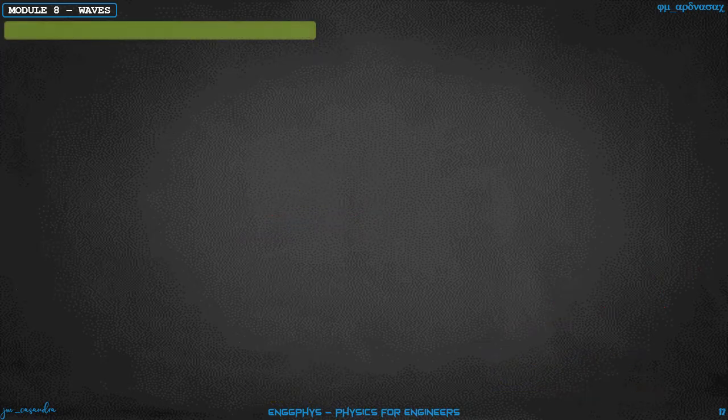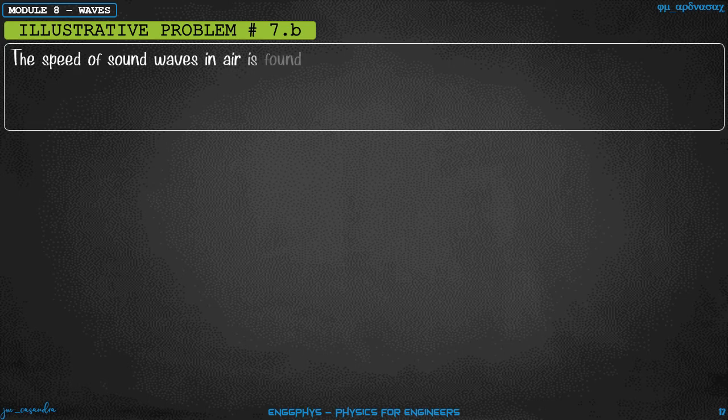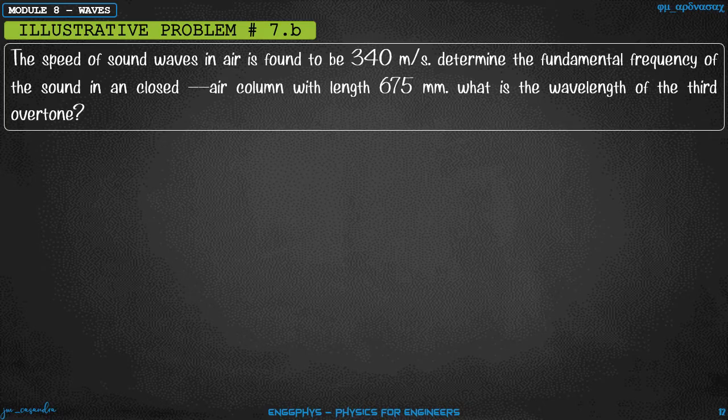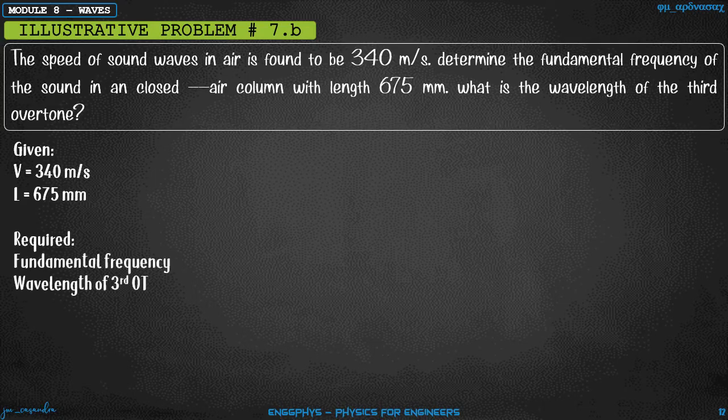So, let's solve the next problem. We have 7.b. This problem is almost the same as the previous problem, but the only difference is that instead of having an open air column, we'll have a closed air column. Okay, so for this, we're still given the speed of the wave at 340 meters per second. We have the length of the air column at 675 millimeters. So we require the fundamental frequency and the wavelength of the third overtone.